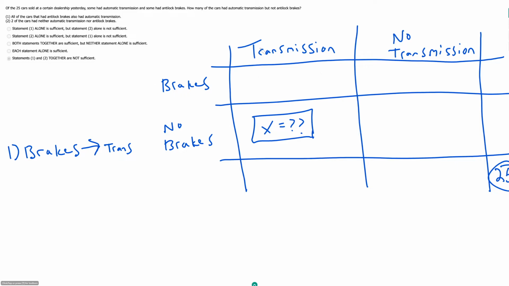If you have the brakes, then you also had the transmission, which means this group here, brakes, no transmission, has to be 0, right? Because if you have the brakes, you also got to have the automatic transmission. So it also means this box here is going to be equal to this box here. So total brakes is going to be equal to the cars that had brakes and transmission.